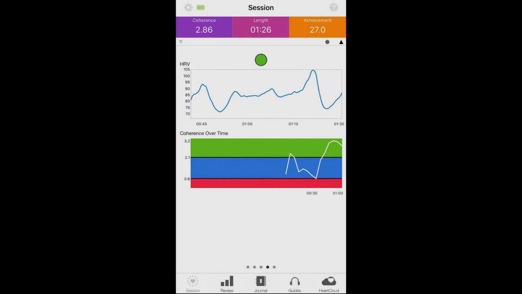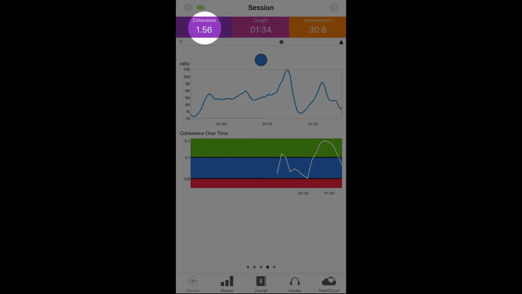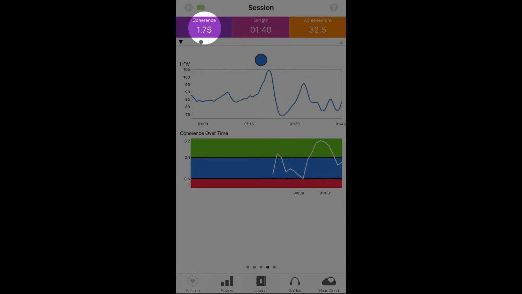You will also notice numbers changing at the top of the screen. These are important indicators of what is taking place during your session. On the upper left, you will see your coherence score. This number changes every few seconds as the app calculates the coherence of your HRV pattern. The higher the number, the better.